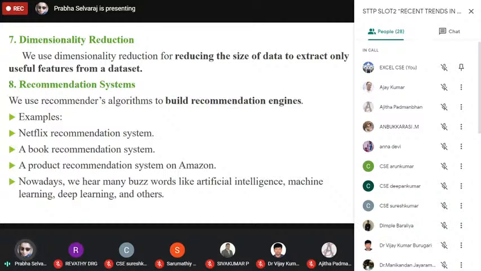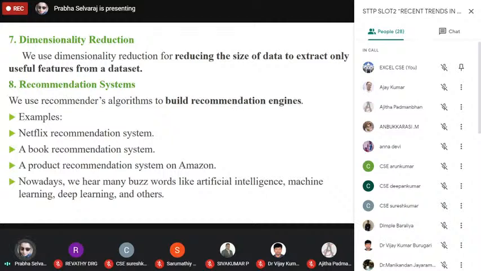The next one is dimensionality reduction. So we use dimensionality reduction if I have very big data and I just want to reduce the size of the data by extracting only the important features from the data set. I may have thousands and thousands of features, but among them only a few will be more important. So I will use those features alone for my prediction.